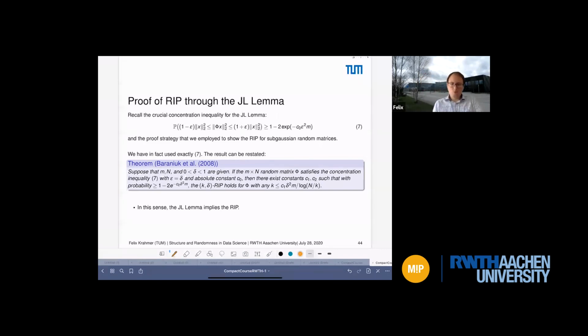So if you want, you can restate the result of Baraniuk and others that we have exploited in the way that if a matrix satisfies the concentration inequality 7 here, then you can even choose epsilon equal to delta, absolute constants, and so on and so forth, then the restricted isometry property holds with these near optimal constants. So you can say the Johnson-Lindenstrauss lemma implies the restricted isometry.